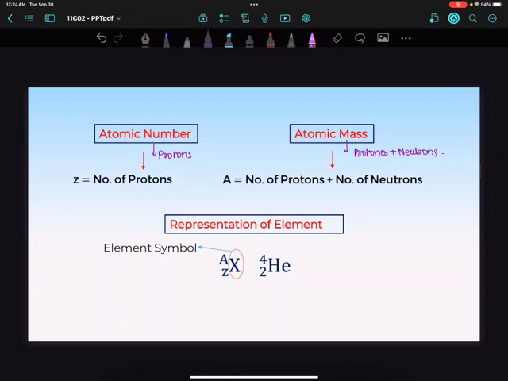Now the denotation of the element is X with A and Z. Here A is the mass number, and Z is the atomic number.